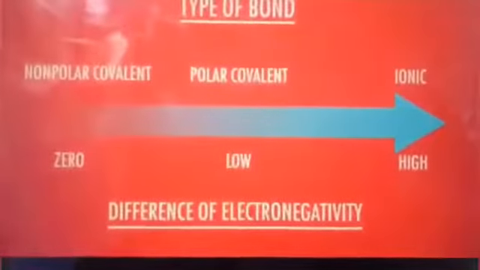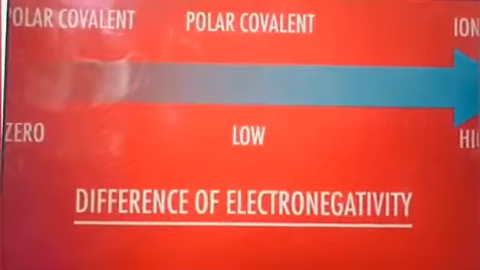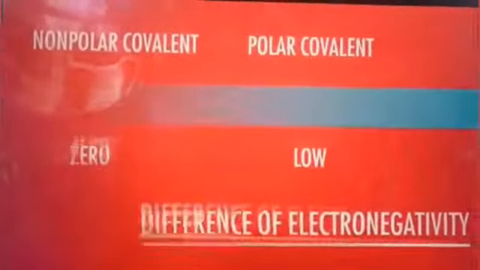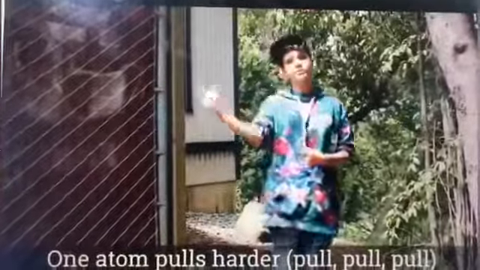Let's go. Bonds occur naturally. Spectrum covalent to ionically. Dependent on electronegativity. Covalent only if they're shared evenly. Big diff, it's ionic. Bigger than 2. One atom pulls harder. Pull, pull.